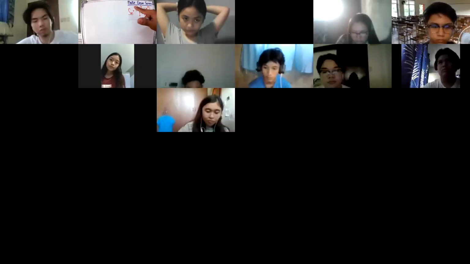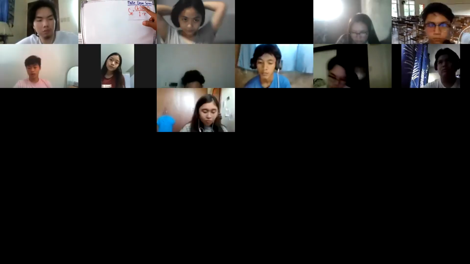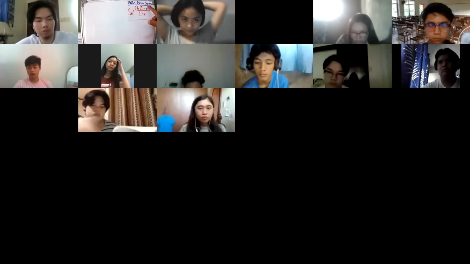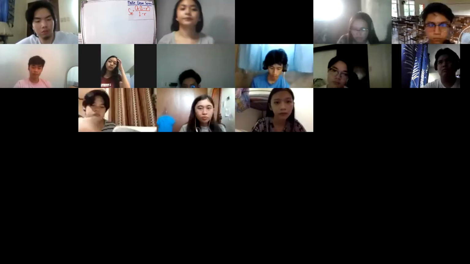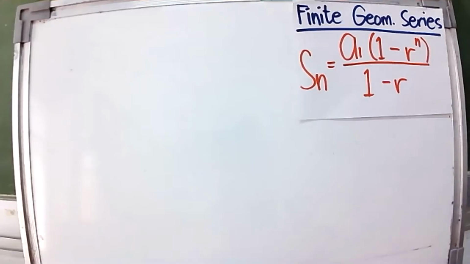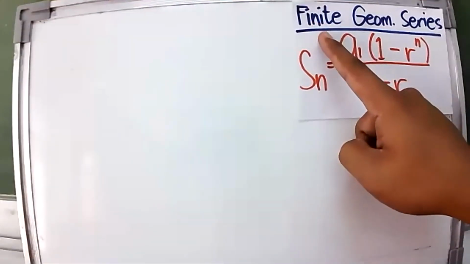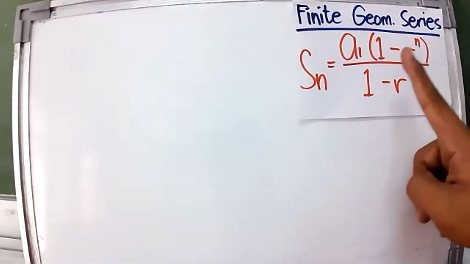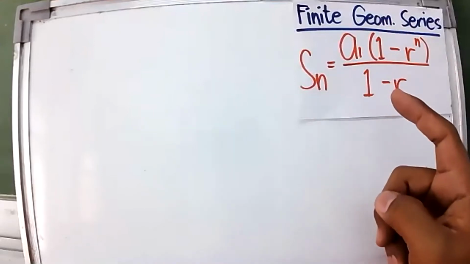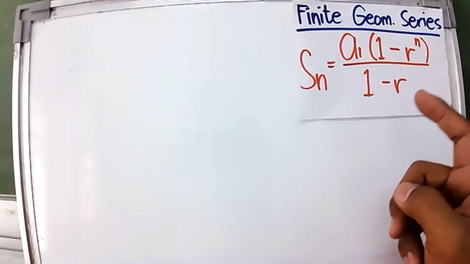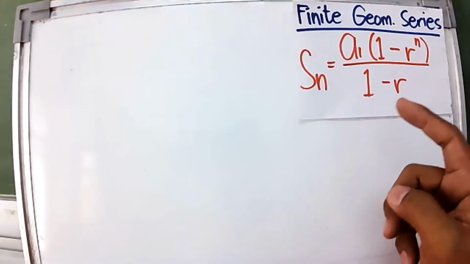Okay. We have here the finite geometric series. For the finite geometric series, kindly pin my video so that it will become bigger. Thank you. We now have our finite geometric series, which means we have a certain number of geometric series, and that's what we are adding all together.